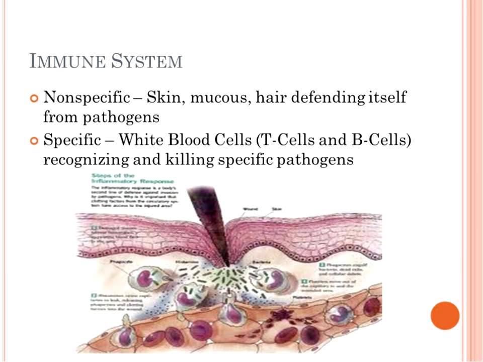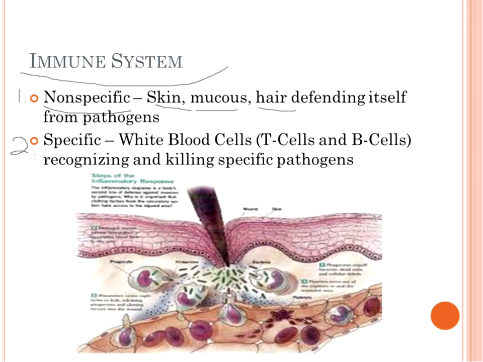All right, one more system to look over. This was the last lesson for our Hillsboro virtual kids, and we learned about the immune system. One big thing we've got to get from that system is that it's the system that protects us from getting sick. But we should also know that there are two different ways our body can defend itself. There's a non-specific way, like your skin or mucus or hair defending itself.